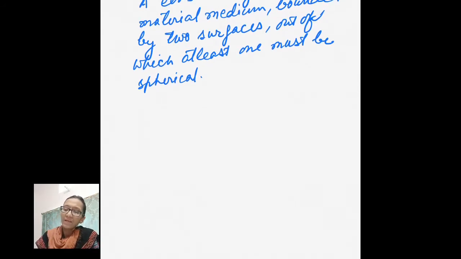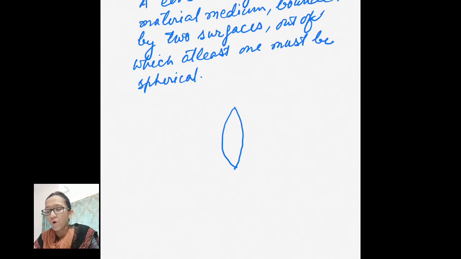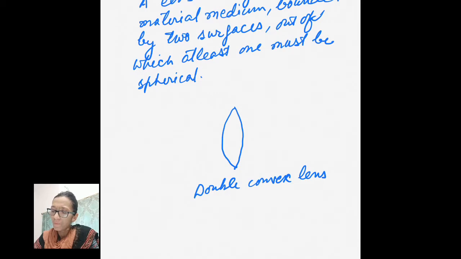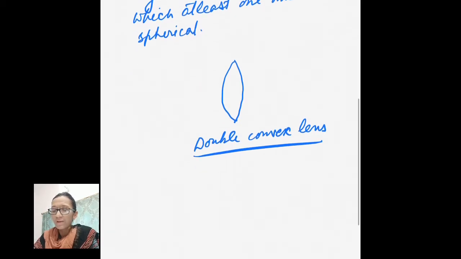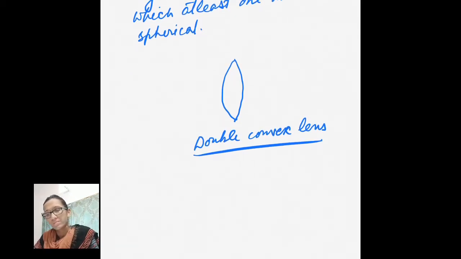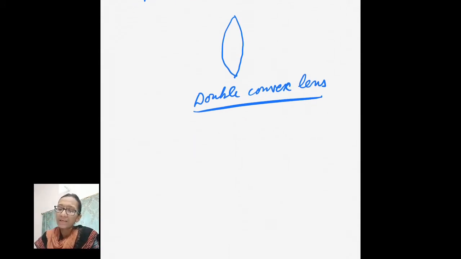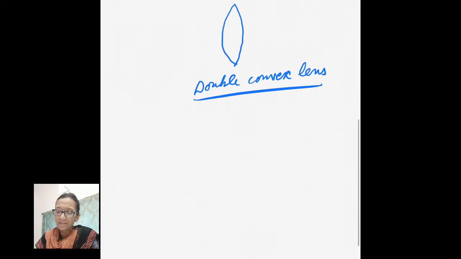So let me take this kind of lens first of all, and you can see that both the surfaces are convex. So you can name it as a double convex lens. Let us start our learning of how the rays are refracted by taking this double convex lens.